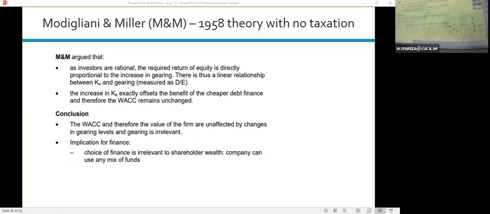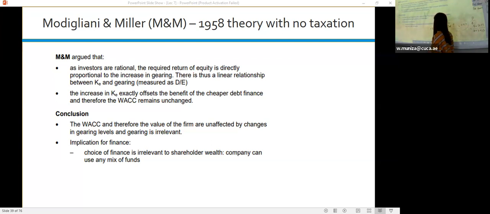The required return of equity is directly proportional to the increase in gearing. There is thus a linear relationship between cost of equity and gearing, measured as debt to equity. The increase in cost of equity exactly offsets the benefit of the cheaper debt finance, and therefore the WACC remains unchanged. Students, why did M&M say that WACC is going to remain unchanged?